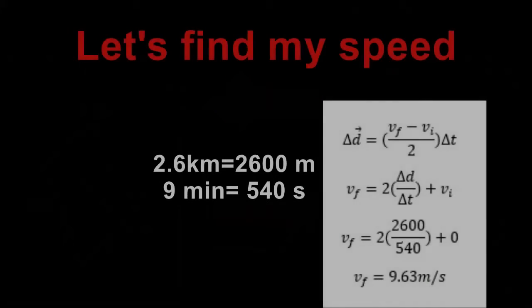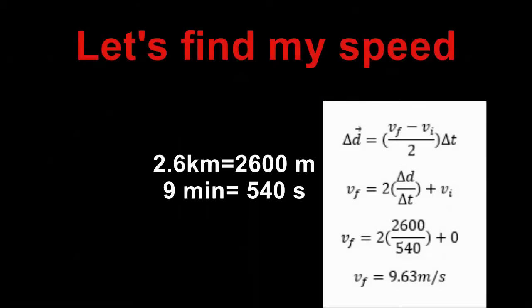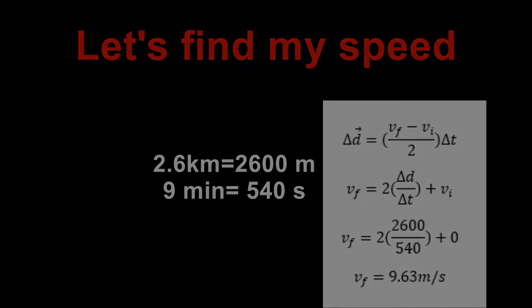I wanted to find my speed that I would need to maintain if I was going to school, according to the time that Google Maps gave. So they said it would take me 9 minutes, which I transferred into seconds, and 2.6 kilometers, which I transferred into meters, just so I could use the equation of motion, because I needed to match the SI units. I used the second equation of motion, I substituted in for distance and time, and I knew that my initial velocity again was 0 since I was starting from rest. I rearranged the equation to isolate for my final velocity, and I found it was 9.63 meters per second forward.